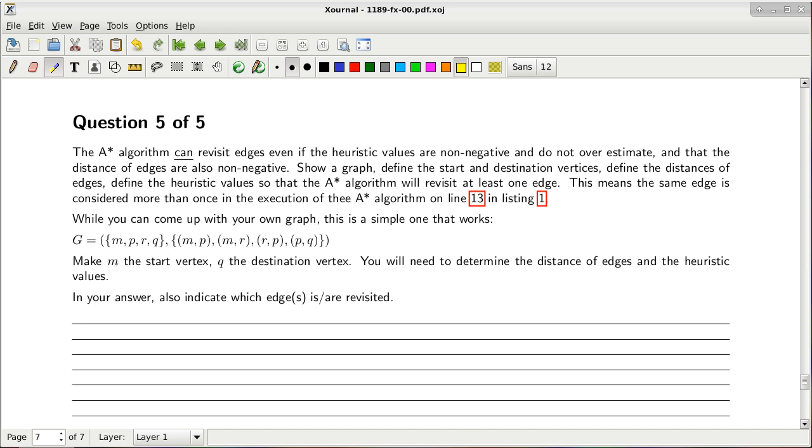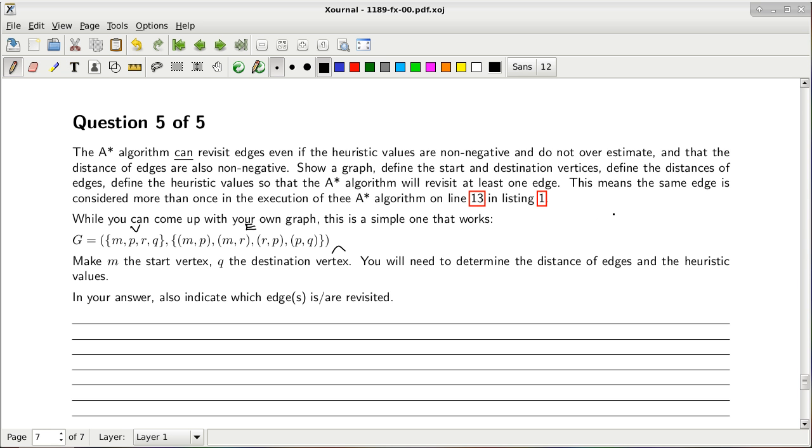And there's a big hint here. You can come up with your own graph, but this is a simple one that works. In other words, this is one of the minimalist graphs where something like that is going to work. So the hint is, you might want to go with this first, okay, and see whether it works, because it only has 4 vertices, because the vertices is this particular set here, and this set over here is the set of all the edges. So that's how a graph is represented. Okay, all right, so let's go ahead and just draw that graph and see what happens.